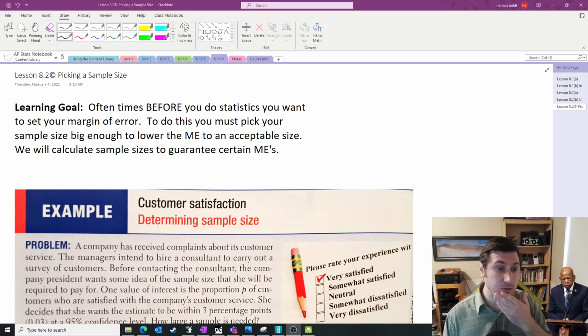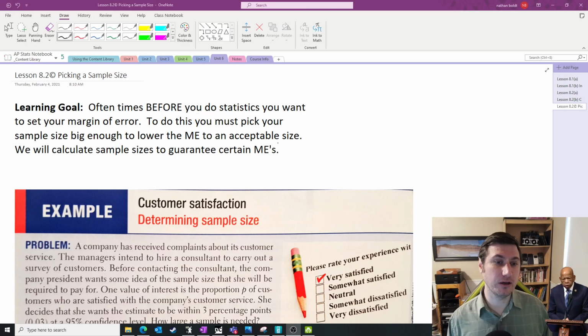So oftentimes we want to set the margin of error, or at least predict where it might be beforehand, and then take steps to keep that as small as possible. Now, how do we do that? Well, there's only two ways to affect your margin of error, which we've talked about. You can lower your confidence, which is bad, or you can raise your sample size, which can be more expensive, but it's oftentimes your only option if you want your numbers to be believable at the end.